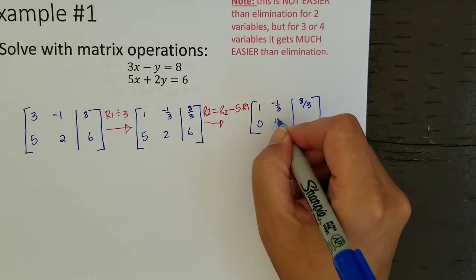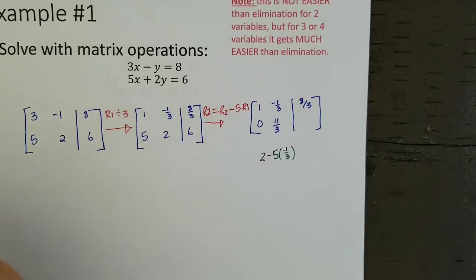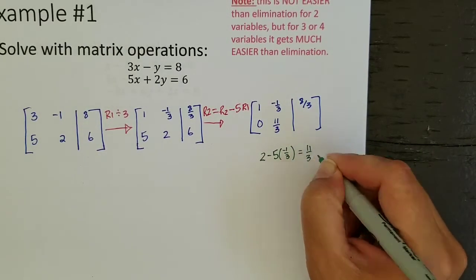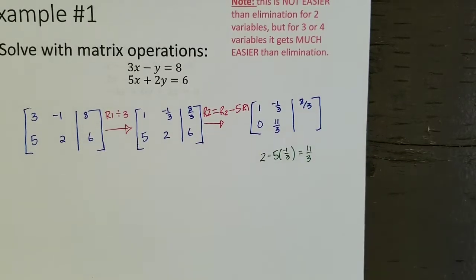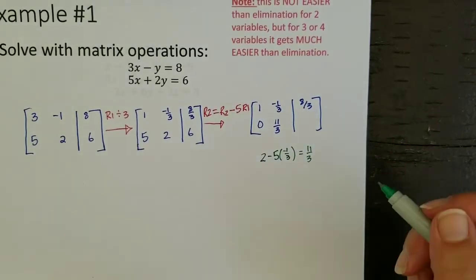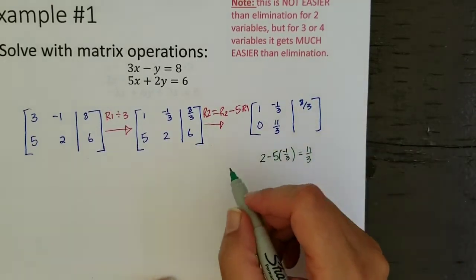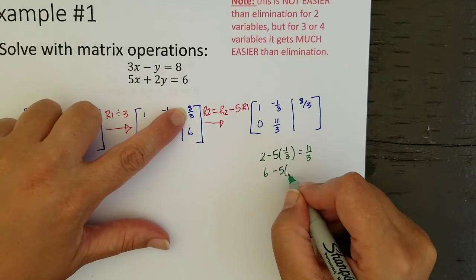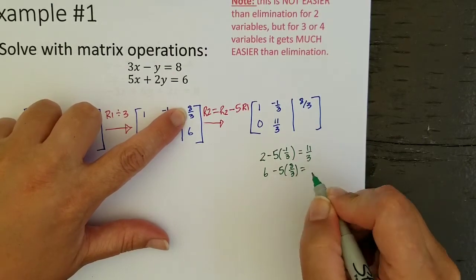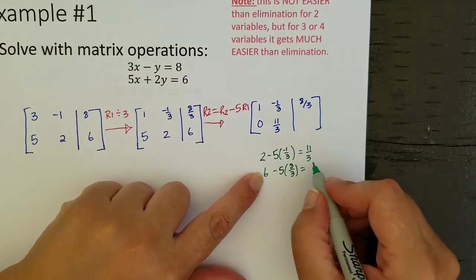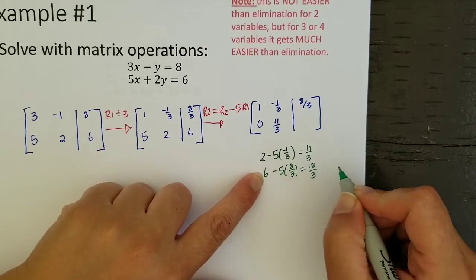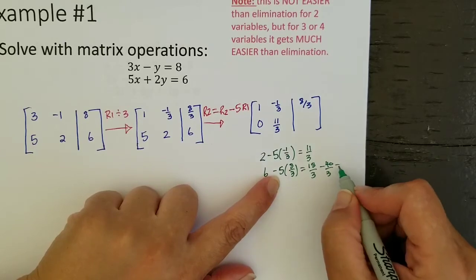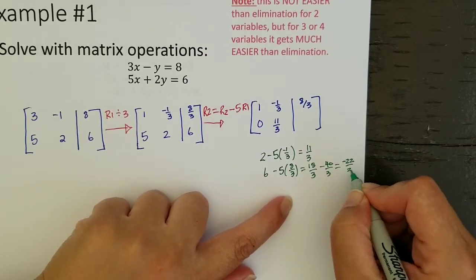Just being really super careful to either do this on your calculator or write it off to the side if you've got integers and fractions and you're worried that you might make a little mistake. Then I'm going to have 6 minus 5 times 8/3. So 6 is 18/3 minus 40/3. So that's negative 22/3.